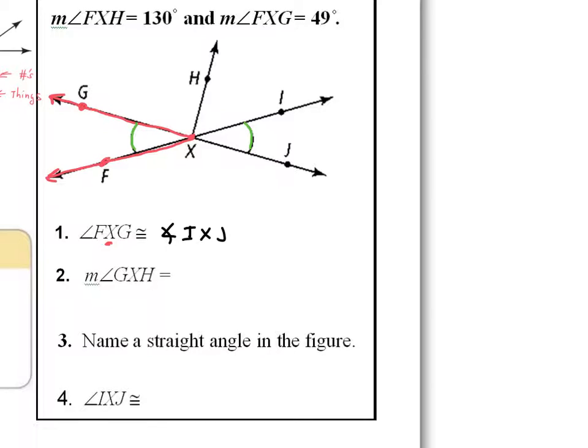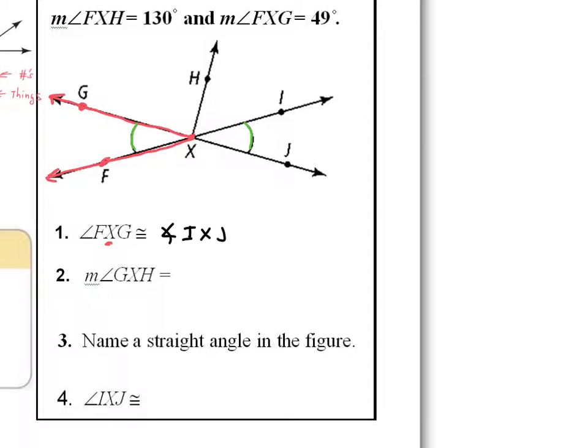Let's see, part 2. Are we talking about a thing or a number? A number now. We want a number. Again, 2 reasons for that. 1, hey, there's an equal sign. And 2, the little M out in front says the measure of that angle, right? So the measure of angle GXH.